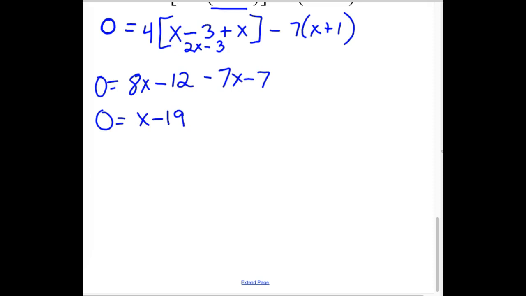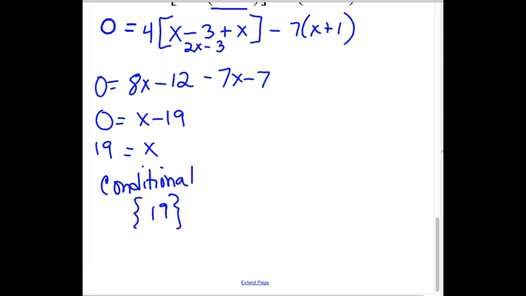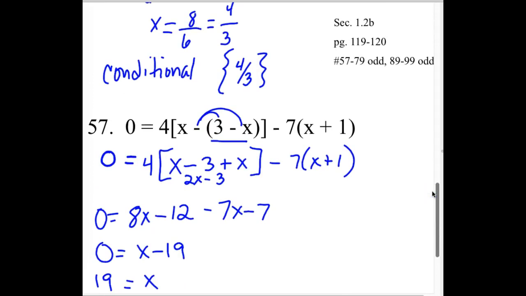So we can solve it. X is going to equal 19. So it is called what type? Conditional. Okay. All right. So again, you are working on 57 to 79 odd, 89 to 99 odd. I want you to be able to check your answers, but obviously there's some work to be shown to get to those answers.